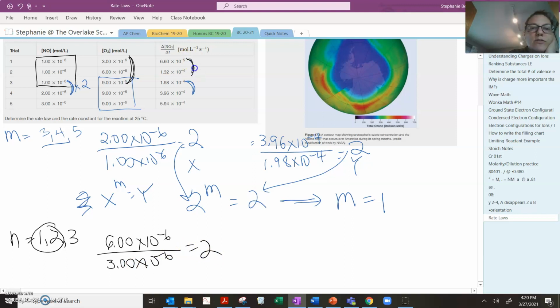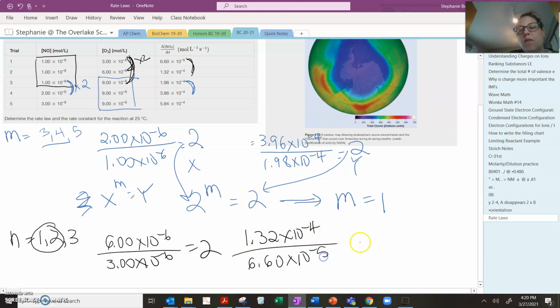And then I'm going to do this one. Right, so this one is right here, times 2. I'm not so sure about that, so let's take a closer look with my calculator. 1.32 times 10 to the minus 4 over 6.60 times 10 to the minus 5. So you just plug that into your calculator, and you'll see that this one is also 2.